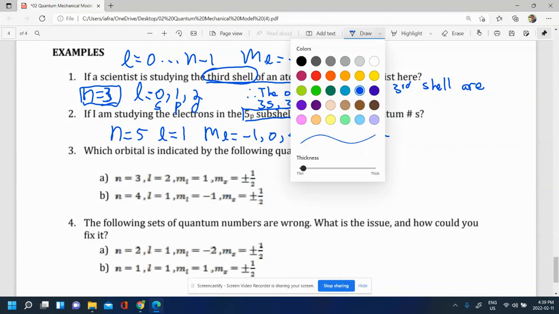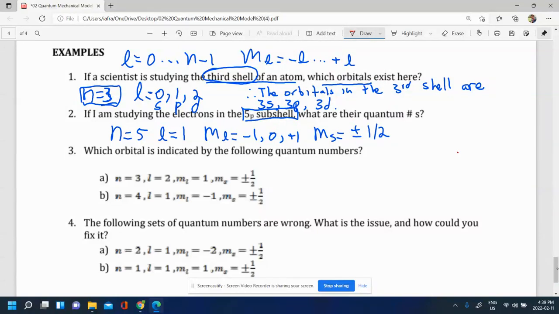We'll try question 3. And before I attempt it, maybe you can try it yourself, pause it, and double check your work. So it says here, which orbital is indicated by the following quantum numbers? So we want to know essentially what sublevel we're in. By the way, when you have your ML values, you should indicate them with their charges as well, their signs, like positive or negative. So we want to know what orbital we're in. So we need to know what sublevel we're in.